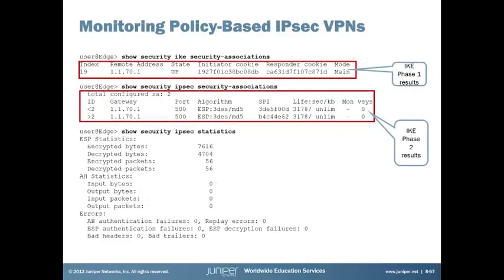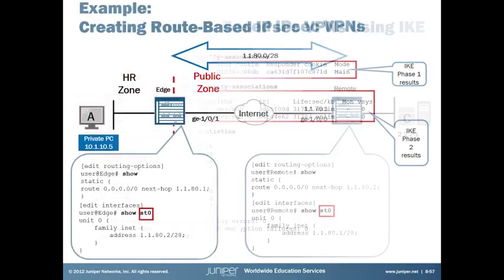Alright, monitoring the VPN, the command show security IKE security-associations will bring up our security association with IKE, and the show security IPsec security-associations will bring up our IPsec security associations. If we go show security IPsec statistics, we'll see the traffic that has been going through our VPN.